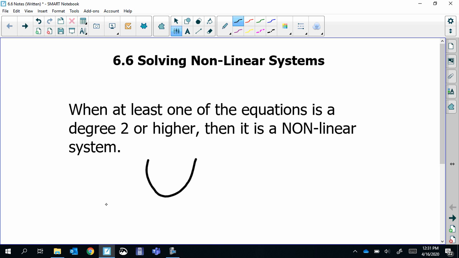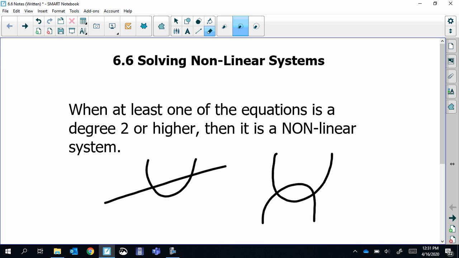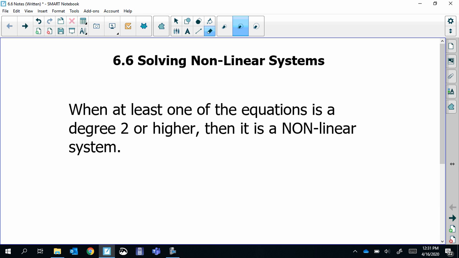We could have a parabola and a line. We could have a parabola and another parabola. There's lots of things like that. We will be looking at parabolas, obviously, because those are not linear. We'll even be looking at some other ones that we'll dig into more when we get to chapter 8: circles, ellipses, hyperbolas. Those are all different non-linear equations that we're going to be looking at in these types of systems.